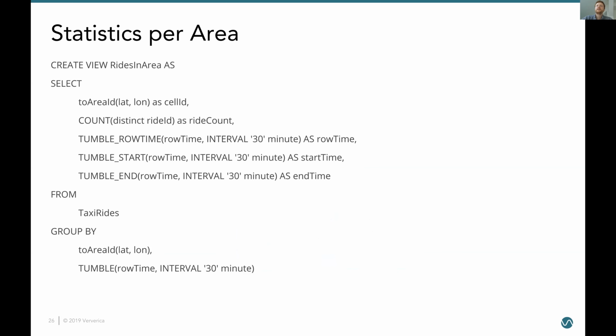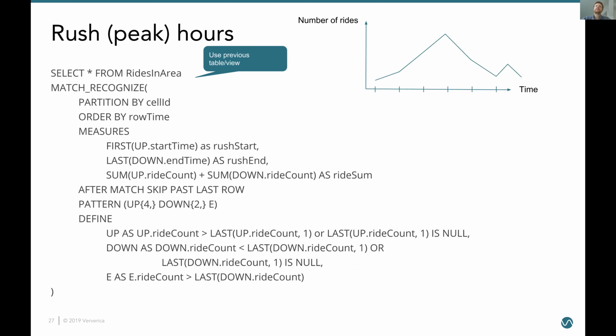To do that, we can reuse our previous, very plain and basic query, which also shows that we can integrate MATCH_RECOGNIZE with other queries, or basically any other goodies of SQL. For this example, we'll create a view behind which we have the previous query that calculates statistics per area. And we can apply MATCH_RECOGNIZE on top of that view.